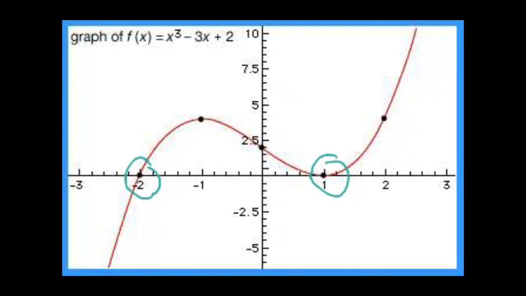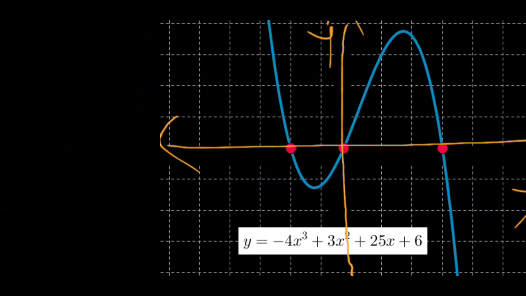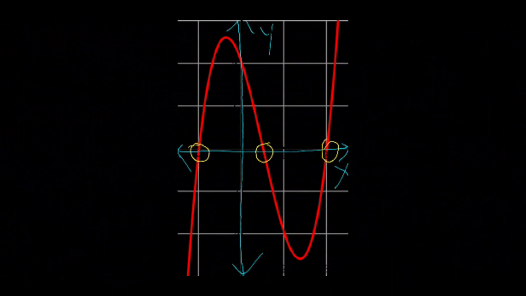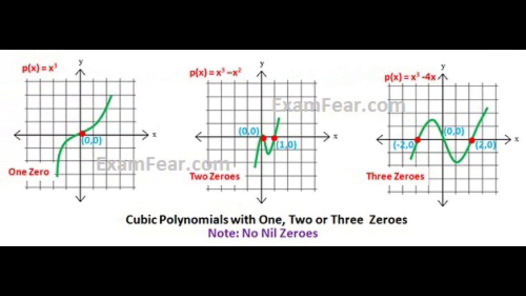That is two zeros. Here, how many zeros are there? This 1, 2, 3, 3 red points. I marked them with red marks. You can see that the graph is meeting the x-axis at 3 different points, so it has 3 zeros. Here also 3 different points. That means, listen dear children, in the case of a cubic polynomial, there are 3 different cases.